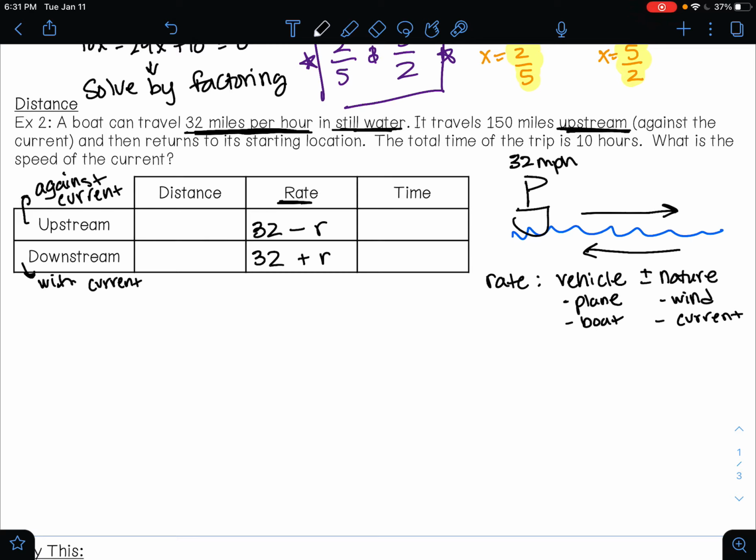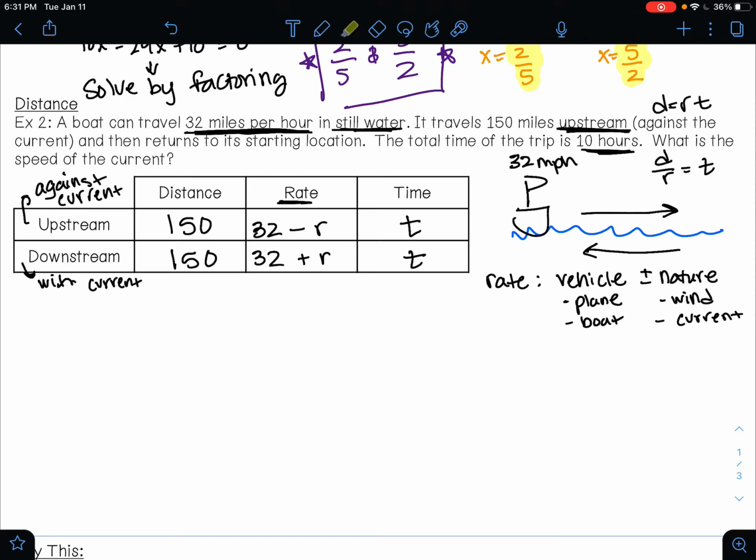They travel 150 miles upstream and 150 miles downstream. We know the total trip time is 10 hours, but we don't know how many hours each way. It's not going to be the same, because you're going 32 miles an hour minus the rate of the current and 32 miles per hour plus the rate of the current. We said earlier at the start of this video that distance equals rate times time. Well, I can solve this formula for t. If I divide both sides by r, I'll have distance over rate is equal to time.